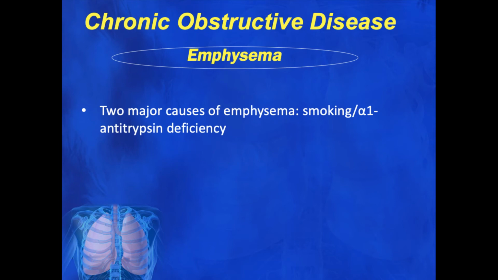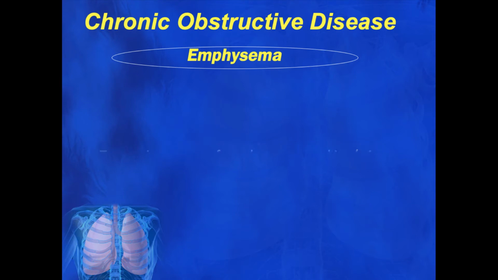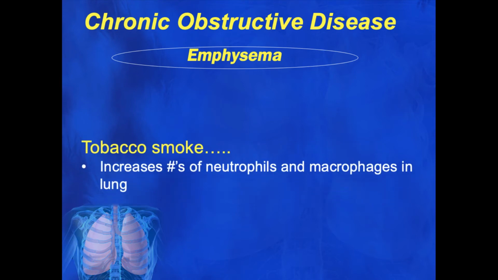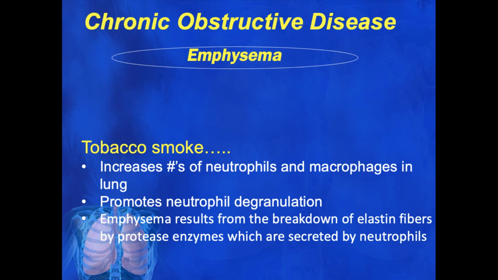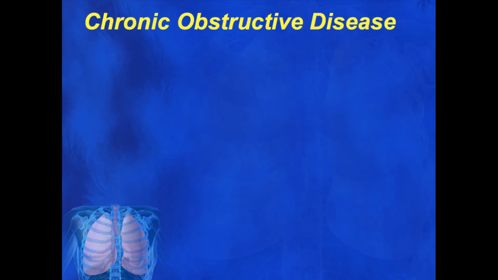So two major causes of emphysema are smoking and alpha-1 antitrypsin deficiency. When we talk about tobacco smoke, this increases the number of neutrophils and macrophages in the lung, and then it promotes neutrophil degranulation. So with emphysema, what we see is a breakdown of those elastin fibers along with the walls of the alveoli, and this is because these neutrophils release enzymes called protease enzymes. Protease enzymes are able to break down different proteins. For instance, the elastase enzyme helps to break down elastin fibers.